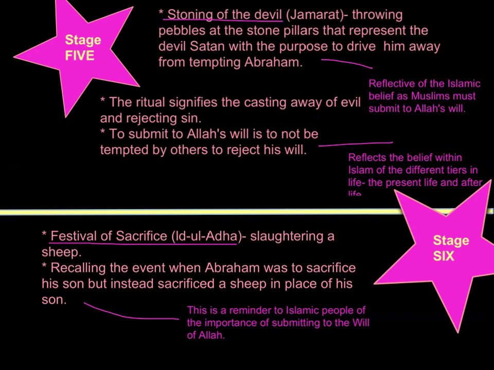Stage 5 refers to the stoning of the devil, or Jamarat. During this stage, adherents throw pebbles at stone pillars that represent the devil Satan, with the purpose to drive him away from tempting Abraham. This is reflective of Islamic belief as Muslims must submit to Allah's will, obey His commands, and not be tempted by others to reject His will.